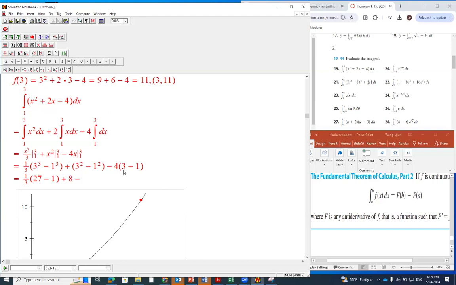Minus 4 times 2, that's 8. Okay, 4 times 2, that's 8. All right, so 8 minus 8 is 0. So finally, we get 26 divided by 3. You don't have to transform it to a mixed number, but if you do, no problem. So this is the whole process of solving this kind of questions.